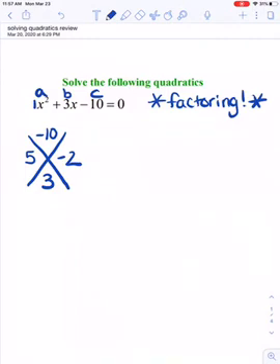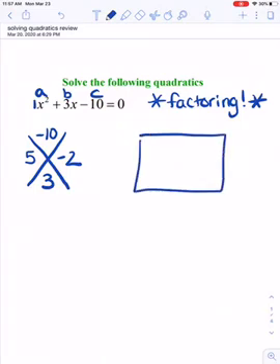You could also use quadratic formula because we know quadratic formula works on every quadratic. So that is up to you, but I like factoring if I can use factoring because I think it's a little bit easier and less work than the quadratic formula. But again, totally up to you.